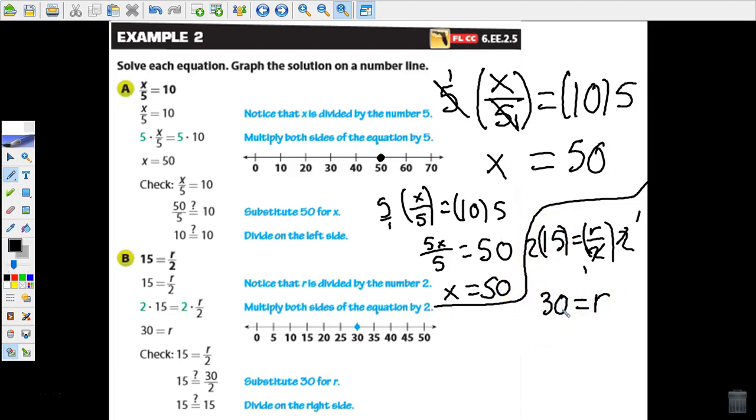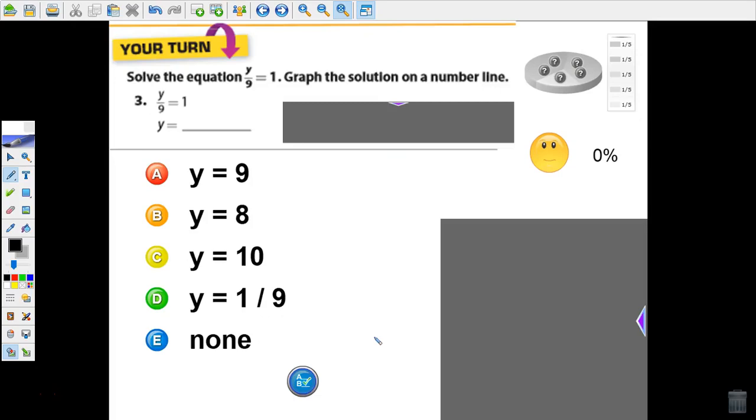30. So we plug the 30 in for r. 30 divided by 2 equals 15. Check, check, check. Boom, did it. Okay? So we plug in our 30 on the number line. It's so easy. Okay? All right, go ahead. Don't worry, I'll wait.